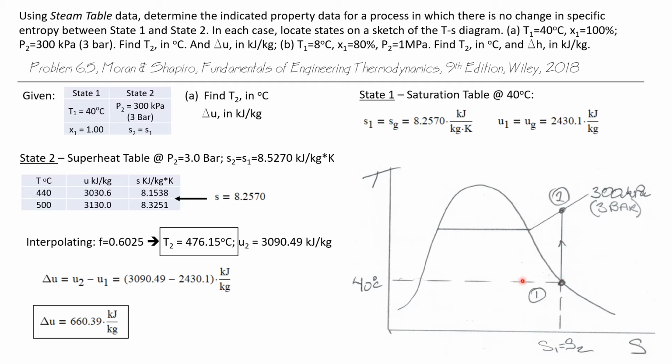And finally, I'm going to draw a temperature entropy diagram. State 1 exists at 40 degrees C as a saturated vapor. So it's right here on the saturated vapor line. State 2 is directly above that because the entropy does not change. And state 2 also lies on this 300 kilopascal pressure line. So this is where we would locate state 2.